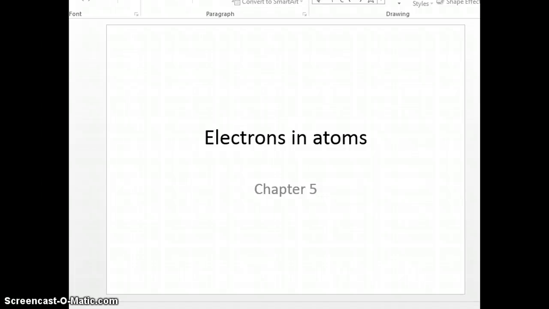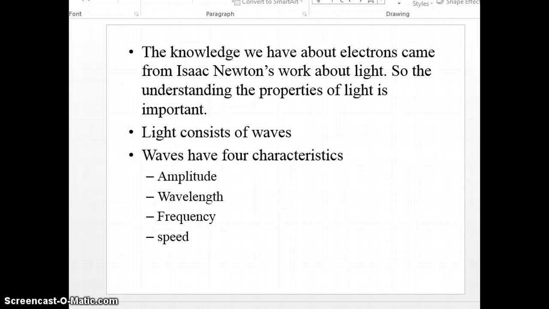Okay, we are on to Chapter 5, Electrons in the Atom. This chapter has a lot to do with some of Newton's work with waves. It's going to seem a lot like physics, and it sort of is physics. But we have to understand what Newton has done with his work with waves to fully understand how an electron acts, where it's at, everything about it in the atom.